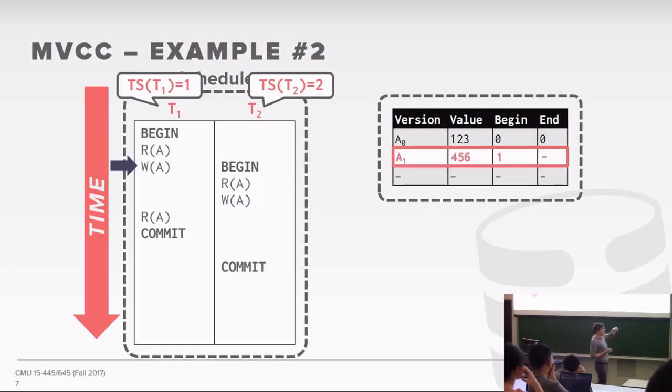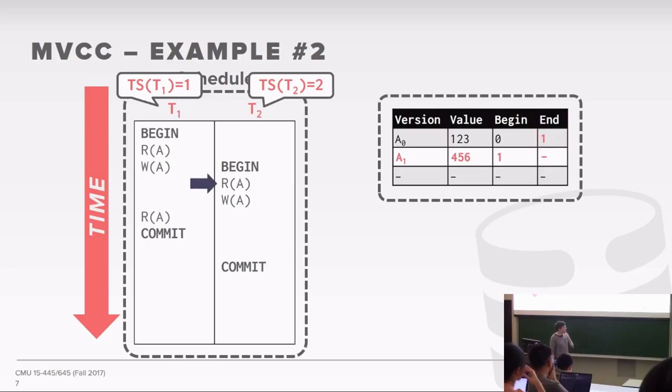I did it correctly this time, right? So the new version now is A1, and the begin timestamp is 1, and then we update the end timestamp of the previous guy to be 1. So now that says version A0 is only visible from 0 to 1, and the new version A1 is visible from 1 to infinity at this point.